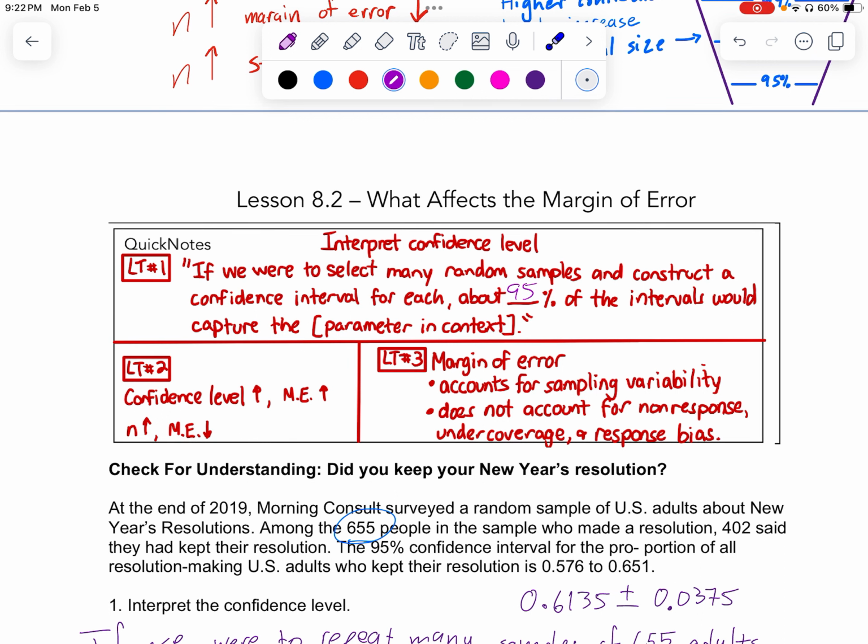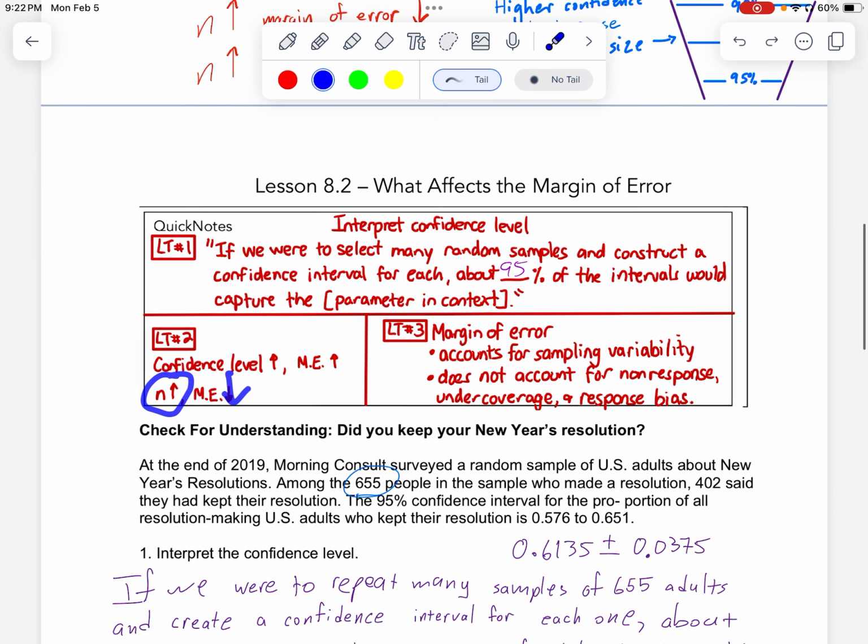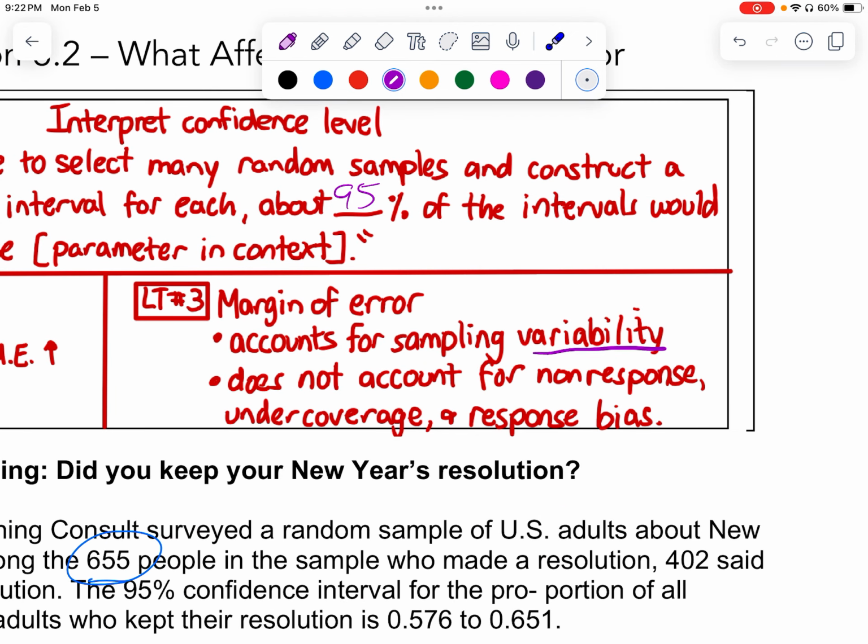I mentioned these earlier, okay? If you increase your confidence level, the margin of error goes up, which makes your interval wider. And if you increase the sample size, your margin of error goes down. Margin of error accounts for sampling variability, aka variability. Remember, this is sigma or standard deviation, okay?